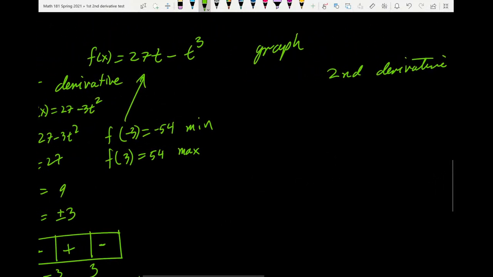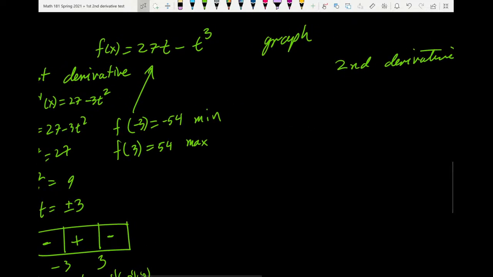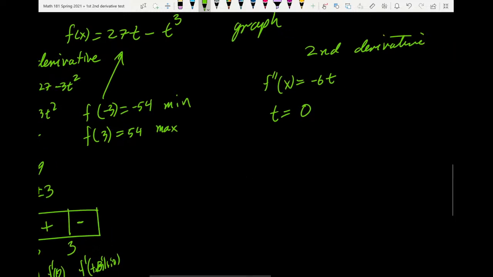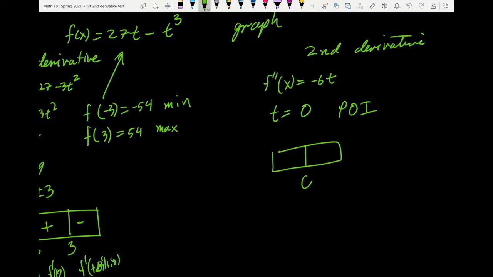Now let's look at the second derivative. From the f prime, we'll do the second derivative. Oh, that's super easy. I get negative 6t, so t is equal to 0. That's my POI. And I want to know, does the concavity change? So we're gonna plug in f double prime of negative billion and f double prime of positive billion. So over here I get positive, and over here negative. So concave up, concave down.